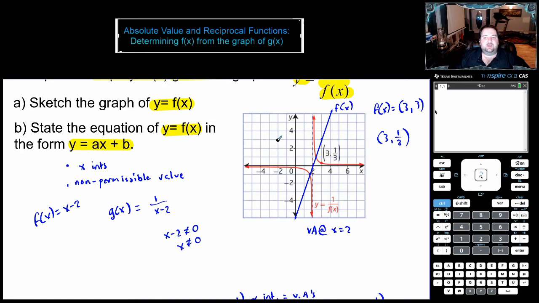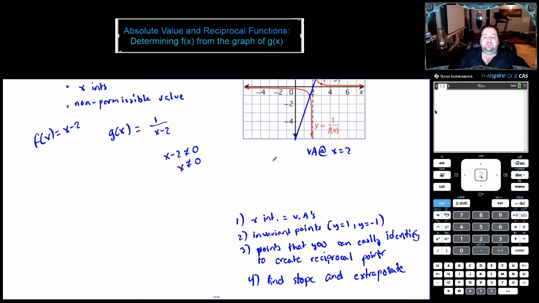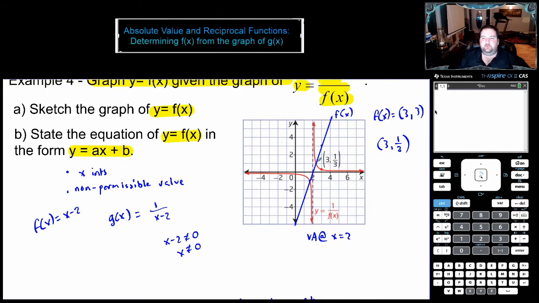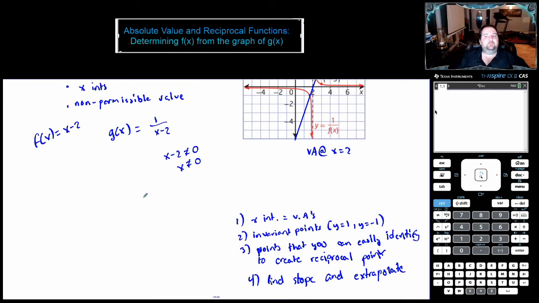an intersection. So this would be -2 and 3. It's easy to identify. And you can create a reciprocal out of that. If this was -2 and 3, then we would create a point at -2, 1/3 for our f of x. And the last thing is find your slope and extrapolate. So here we could see that the slope was 3. And so we could plot in new points with that slope. And that is how you solve for these problems.